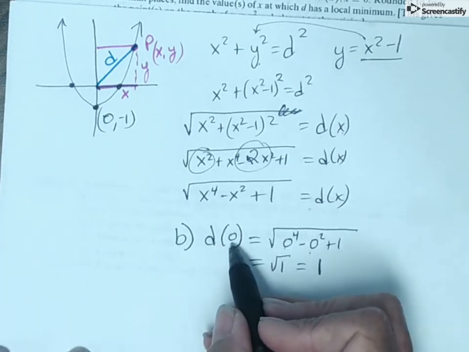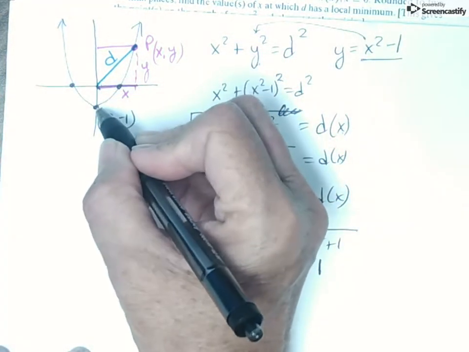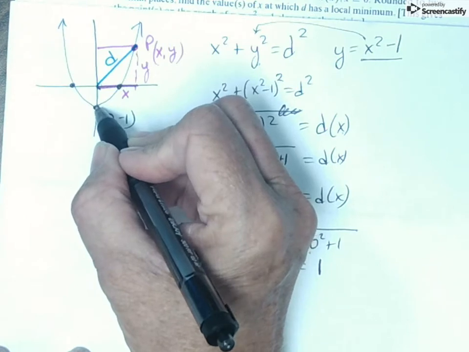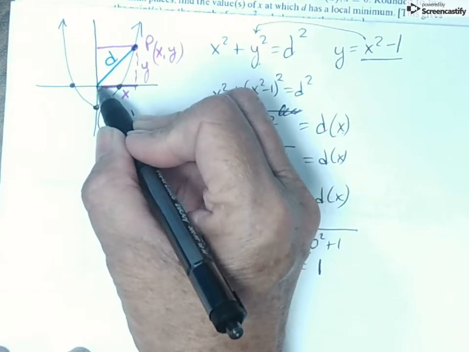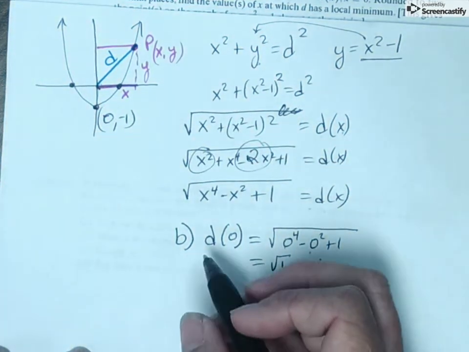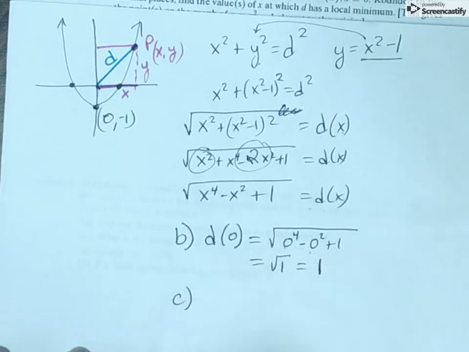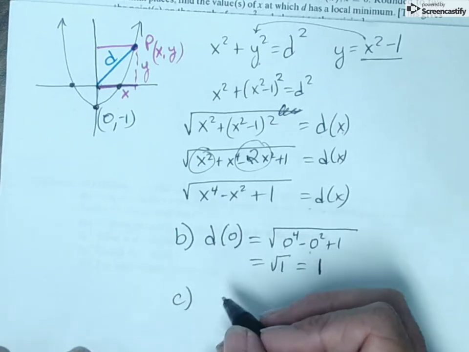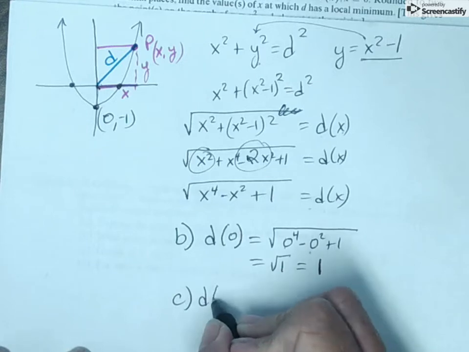And this makes sense. If x is 0, here's the point on that parabola. That is exactly 1 unit away from the origin. So it's a good sanity check there. Part C, what if x equals 1? So again, we're going to plug this in.